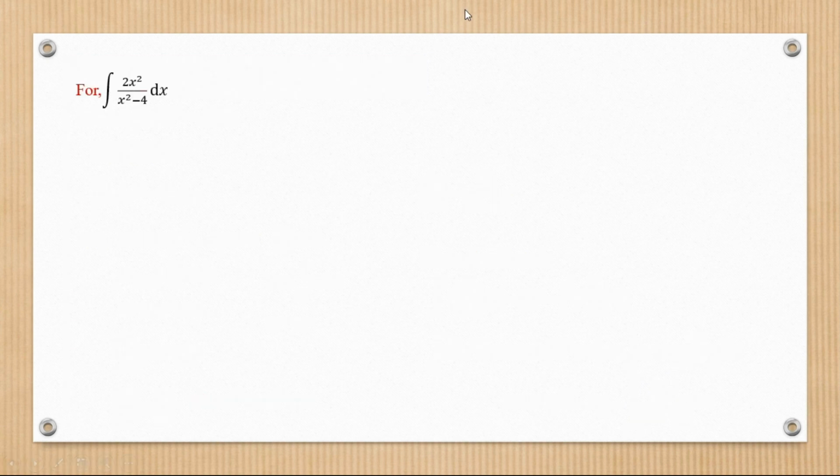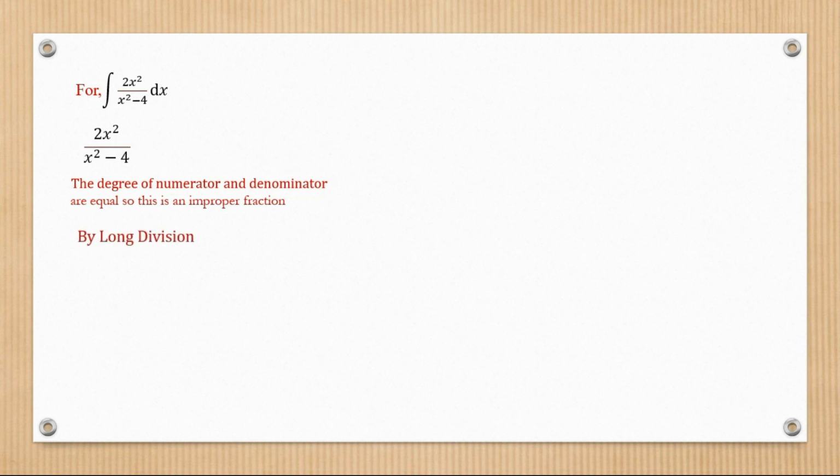Alright, so let's look at this integral here. As you can see, the denominator is a difference of two squares, but before we even do that, we can already see that the power of the numerator and the power of the denominator are equal. So this is an improper fraction that we're dealing with, and by long division, we're going to have to simplify that.